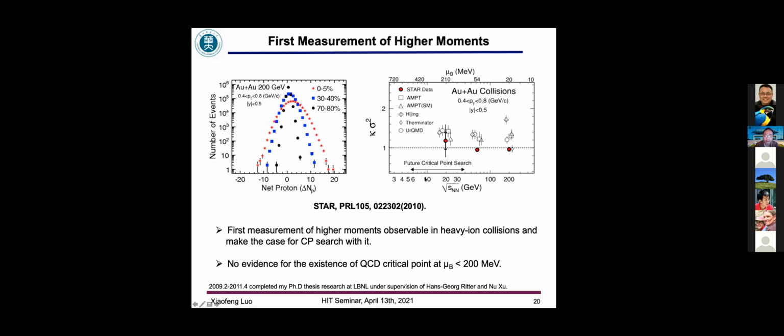So basically, this was a feasibility study showing that this observable can really be measured in STAR to search for the critical point. At that time, we had no evidence for the existence of the QCD critical point at mu-B lower than 200 MeV. In this region, it's almost flat.